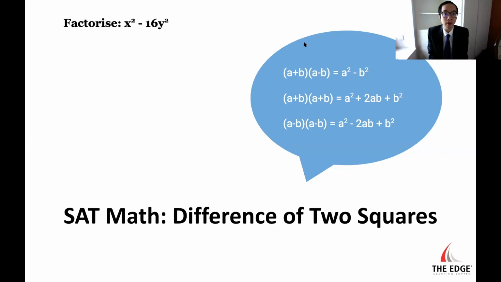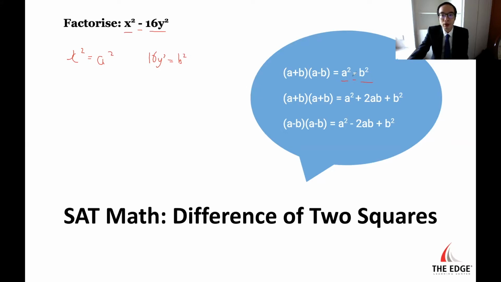So let's look at the example on the left-hand side of the screen. We've got x squared minus 16y squared. If we look at the structure of this expression, we've got x squared, the minus sign, and 16y squared, and that fits very neatly into one of these formulas. If we look at the first formula, a squared minus b squared, we have that similar structure. So we can match these two expressions up: x squared is equal to a squared, and 16y squared is equal to b squared. We're just plugging these different expressions into that formula.